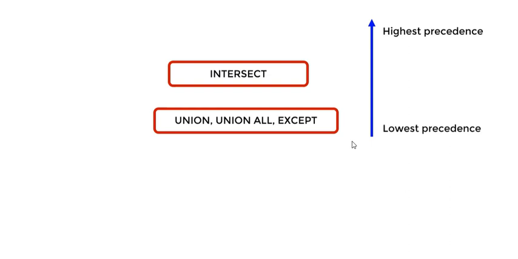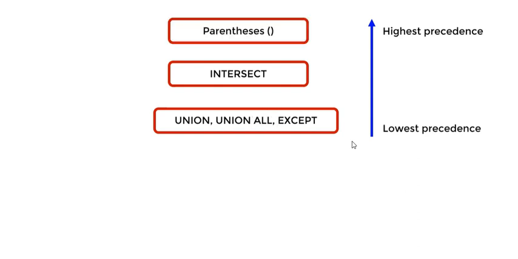In other words, intersect gets evaluated first, and multiple intersect operators get evaluated from left to right based on their position in the query. But we always have the option to force precedence by using parentheses, as parentheses have the highest precedence. So the order is parentheses, intersect, then union all and except, right?